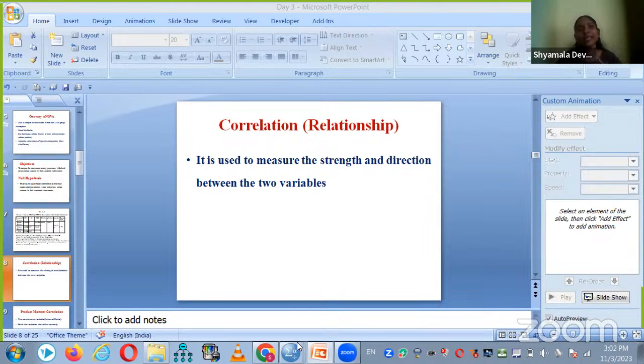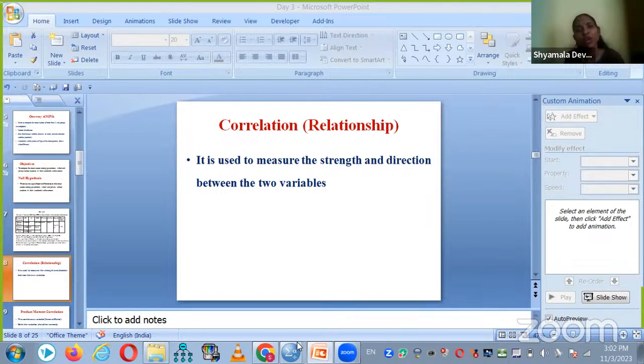Okay, so now negative correlation means what? If the practice time increases, if the child keeps on practicing grammar or something like that, the errors committed by the students will decrease. So when practice time increases, errors committed by the students will get decreased. So both are moving in the opposite direction. So this is negative correlation.